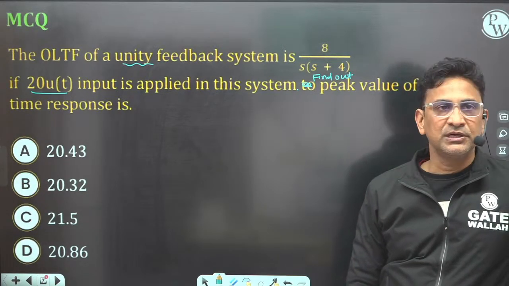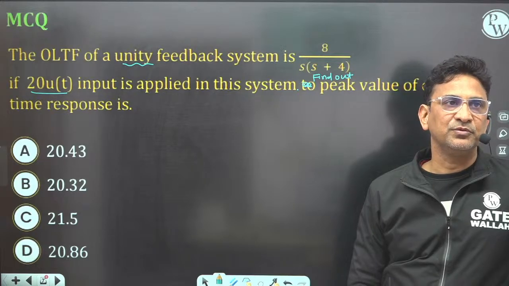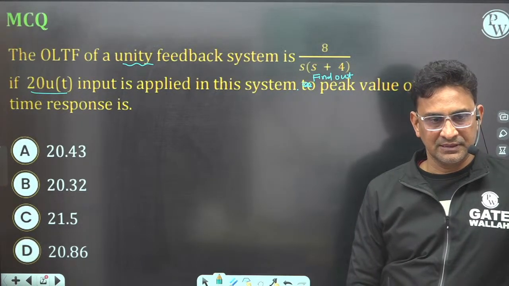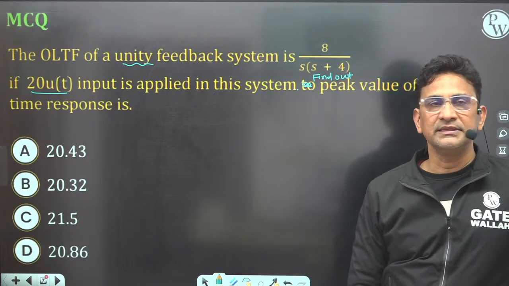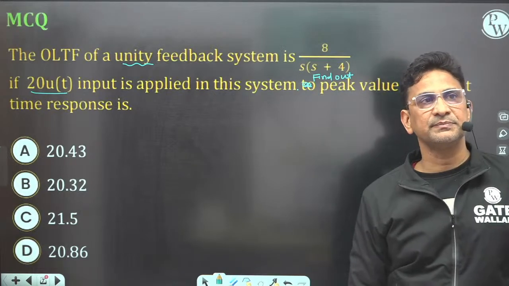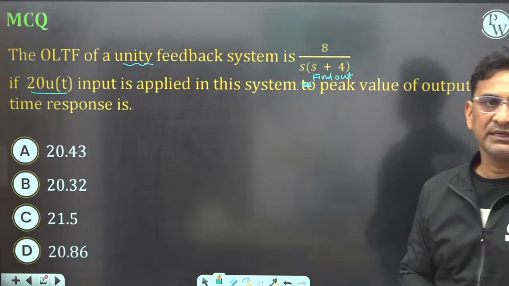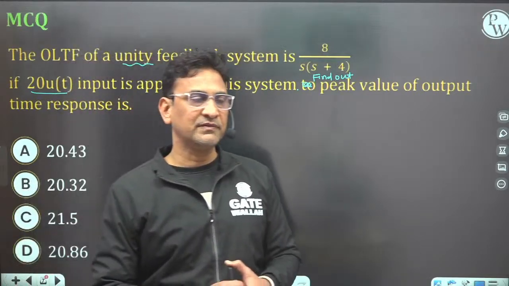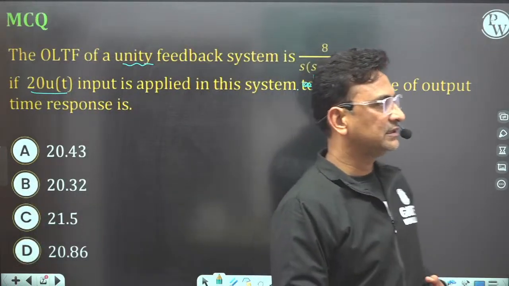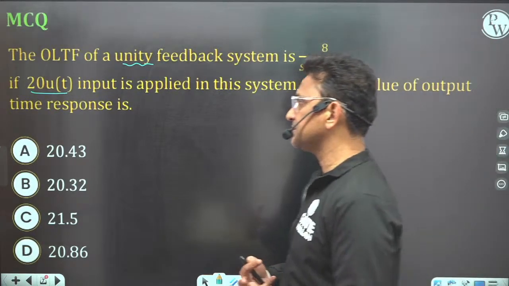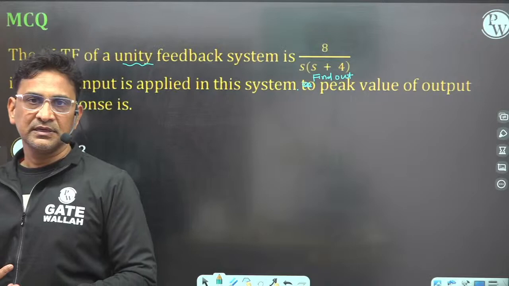You have to find out the maximum value of output, because it is a second order system. If you apply a step input, the step response of a second order system has several overshoots and undershoots. So the peak value corresponds with the first overshoot, because the maximum overshoot is the same as the first overshoot.